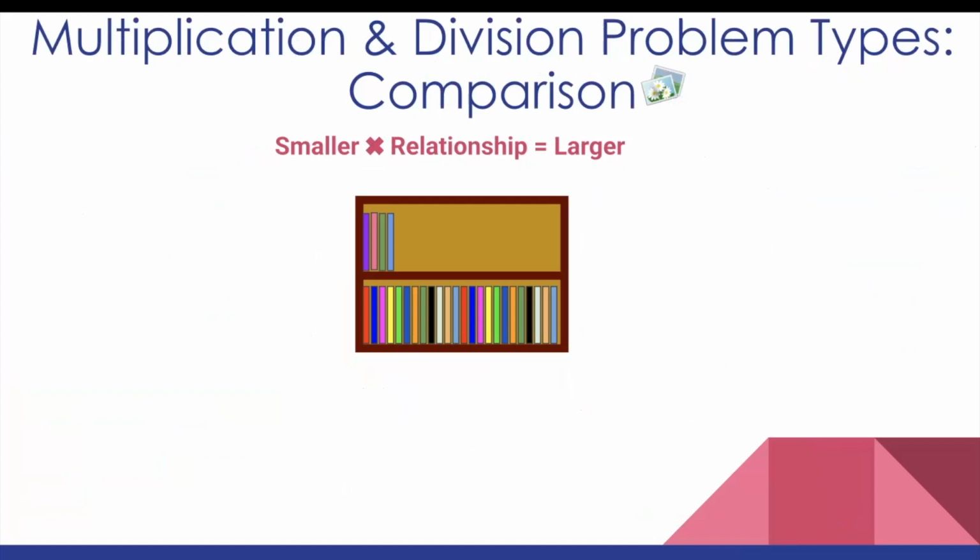The final multiplication problem type involves multiplicative comparison. This problem type is introduced in 4th grade. As with additive comparison, a smaller and larger quantity are being compared. However, with multiplicative comparison, the 2 quantities are compared by considering the multiplicative relationship of how many times bigger the larger quantity is than the smaller quantity.